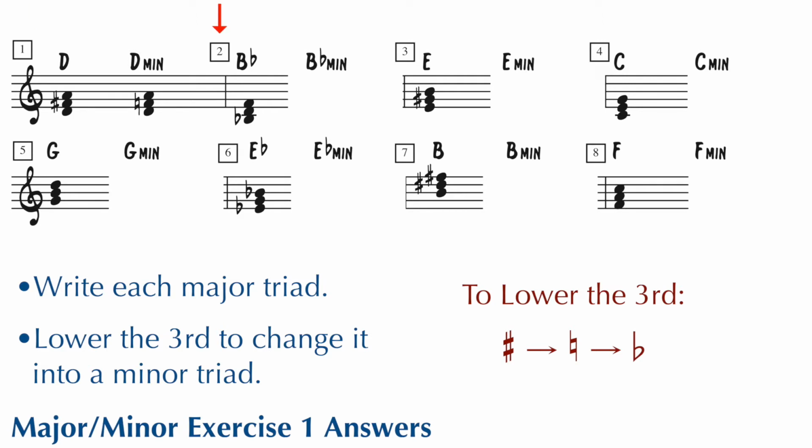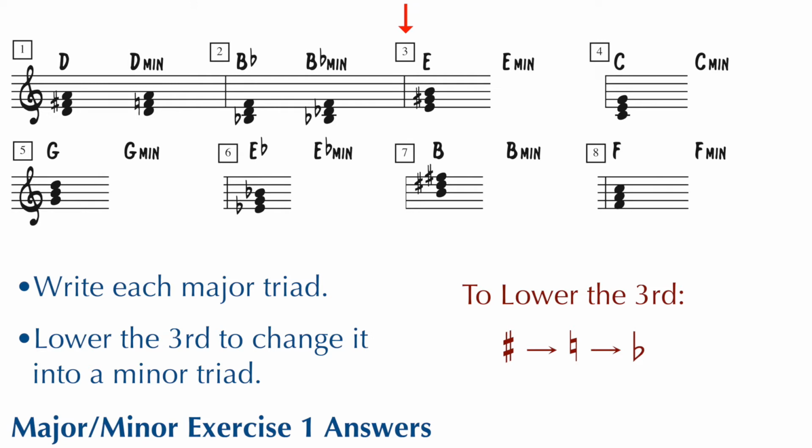Number 2, a B flat major chord should be B flat, D, F. I've written this starting on a low B flat, but you may have written this an octave higher, and that's fine. To change that B flat major to B flat minor, we changed the third of the chord, the D, to a D flat. So now we have B flat, D flat, F.